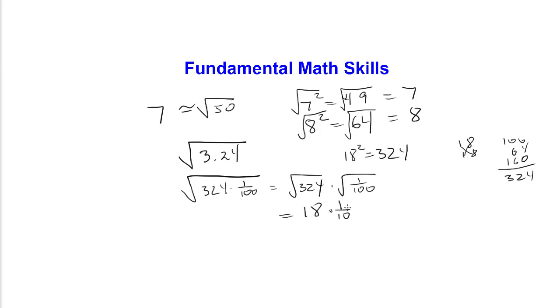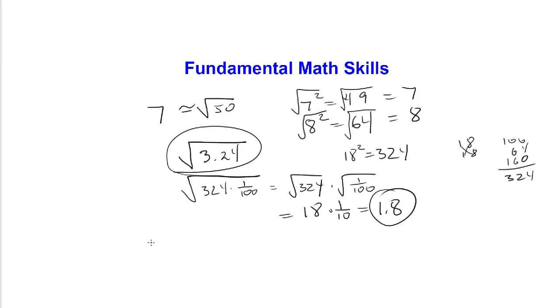Nice little trick is anytime I take a square root of something with even numbers of zeros, I just have half the number of zeros. So 18 times 1/10 is 1.8. That is the answer. And I could quickly determine that just by looking at the square root of 3.24, knowing my perfect squares and factoring. Okay? So gaining a familiarity with the numbers can be really useful on the exam.